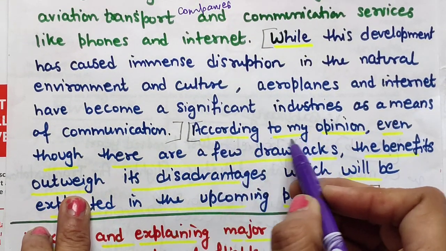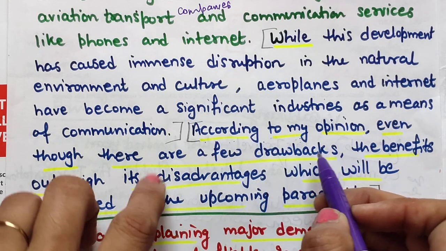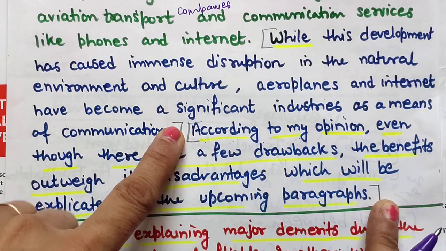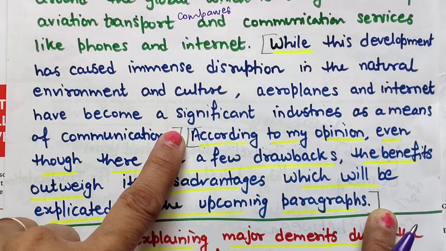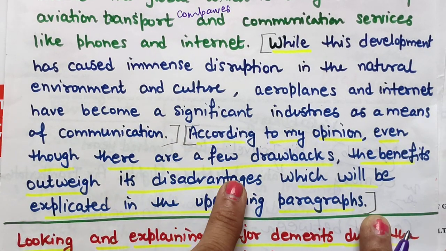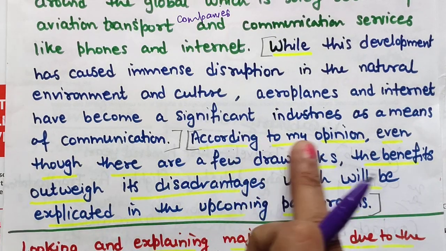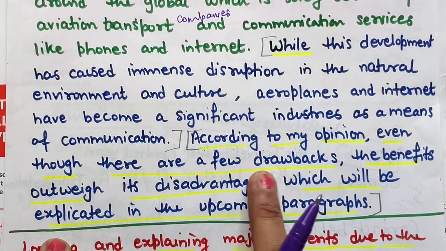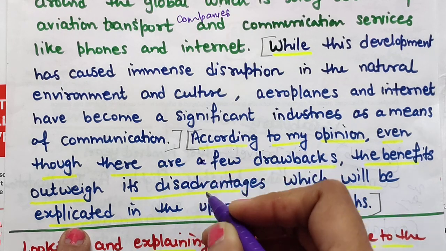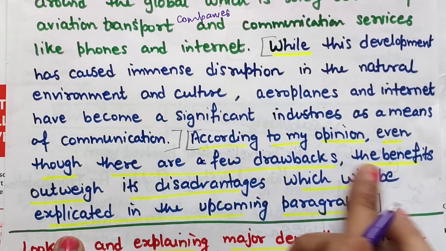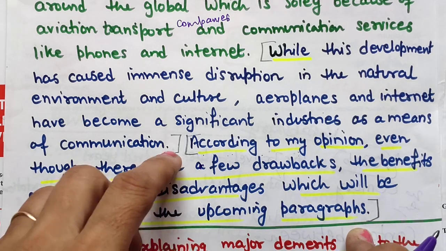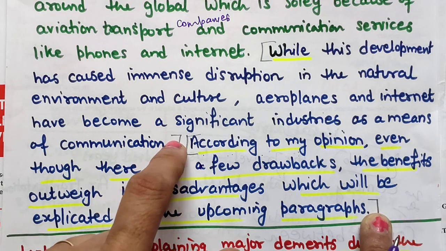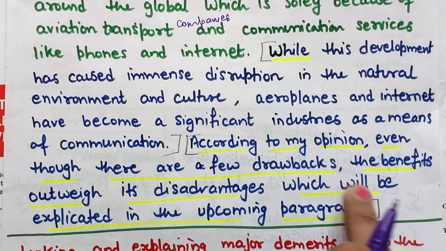So why I have done this, these are the lines, you can use it from here to here. This line you can easily use for every advantages outweigh disadvantages essay. Straight away copy this line, you can copy it. According to my opinion, even though there are few drawbacks, the benefits outweigh its disadvantages, which will be explicated in the upcoming paragraphs. So this is the thesis statement where you are explaining your view.